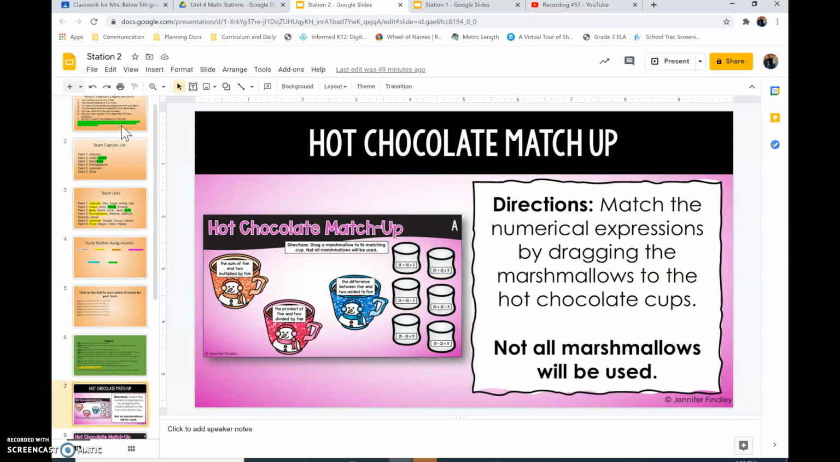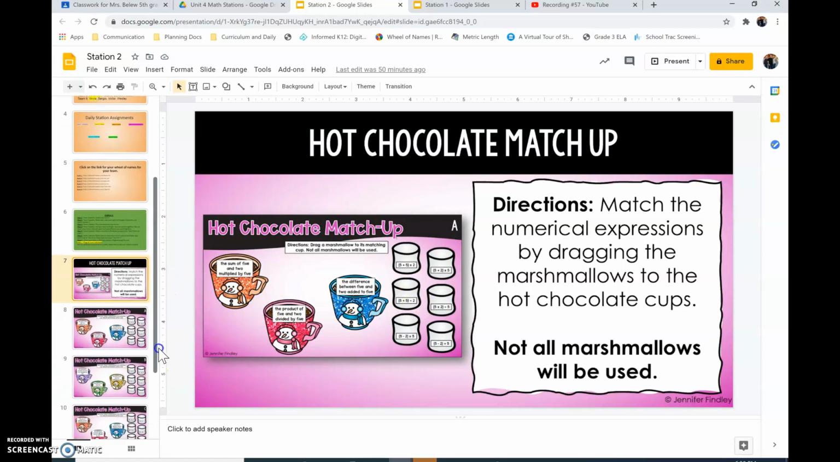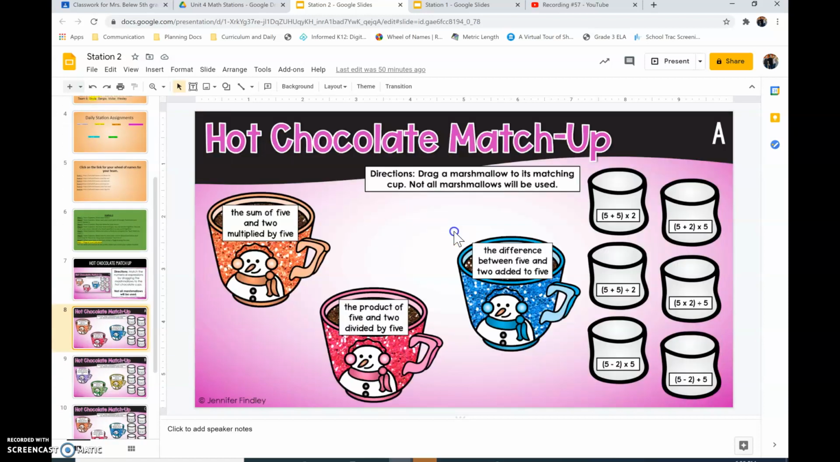So this is a review math center. And what you're going to do is you're going to match the numerical expression by dragging the marshmallows to the hot chocolate cups. Also, please note that not all marshmallows will be used. You will have more marshmallows than you will need. So you will have some extras. So let me model this.